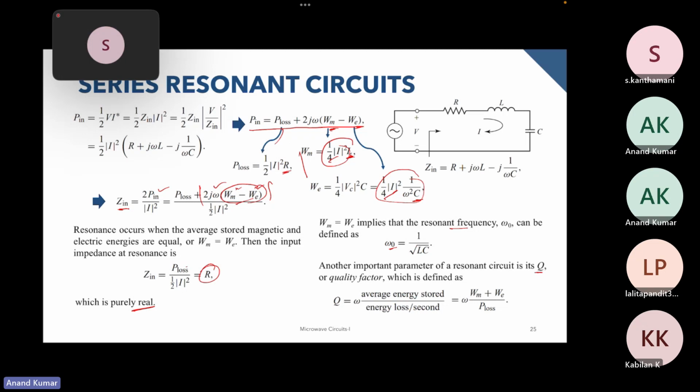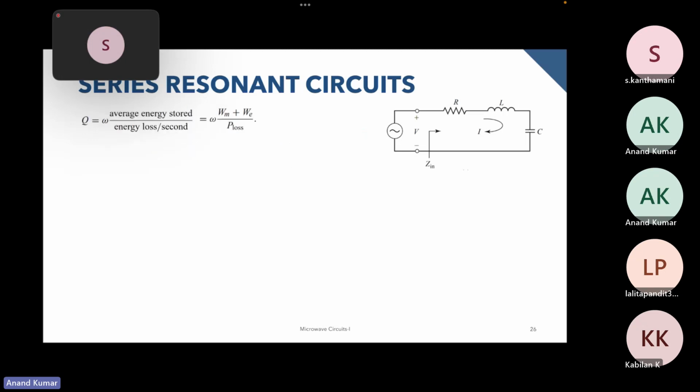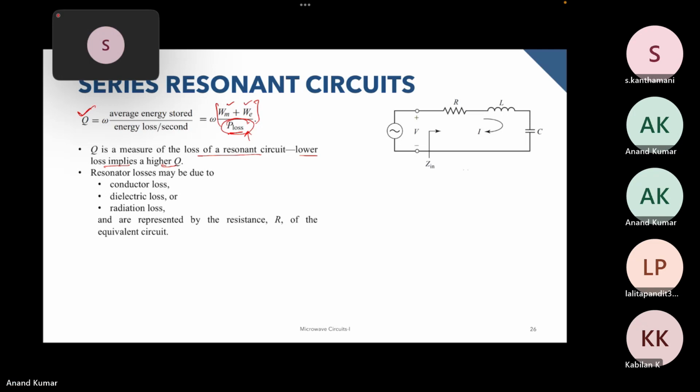The quality factor is defined as the average stored energy divided by the energy loss, or we can also write this in this way. So the total energy is Wm plus We, and the energy lost is across the resistance. So the quality factor is actually the measure of the loss of a resonant circuit. Lower loss implies a higher Q. So you can see over here, if we have lower loss, we will have higher Q, and this loss could be due to conductor, dielectric, or radiation.